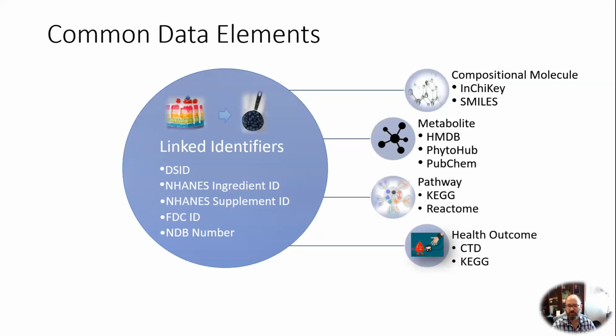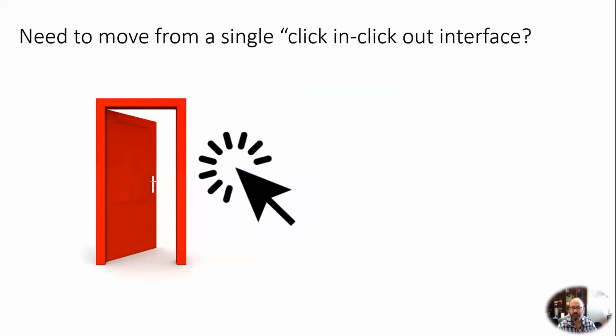what would be required for formal precision nutrition initiatives is if we could link these databases using common data elements to other databases, using such common data elements like IngID and SMILES, which tells us about compositional molecular structures, metabolites through linking to databases such as HMDB, also identifiers which would allow us to link to pathway databases such as KEGG and Reactome, or health databases such as CTD.